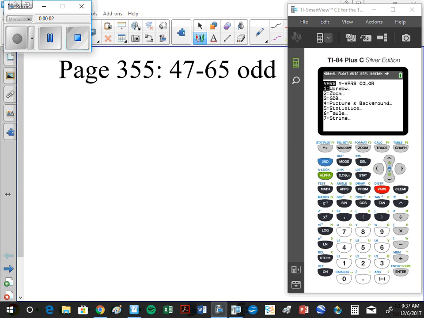So today we're on page 355, 47 to 65 odd. They're all story problems. And we have sort of moved past the original exponential equation that you guys dealt with, the y equals b times m to the x equation, because it doesn't really make any sense in the real world.